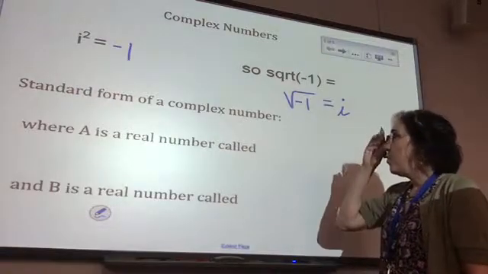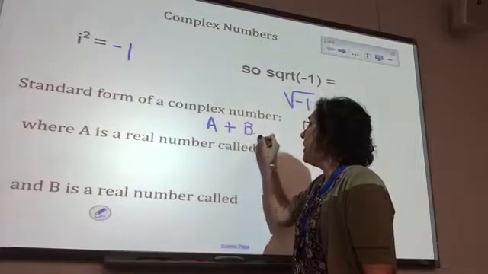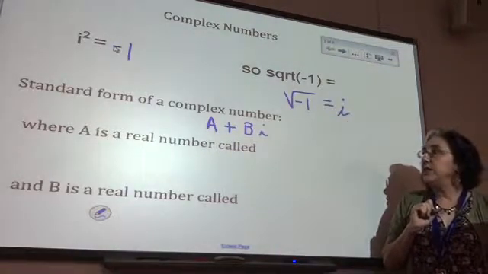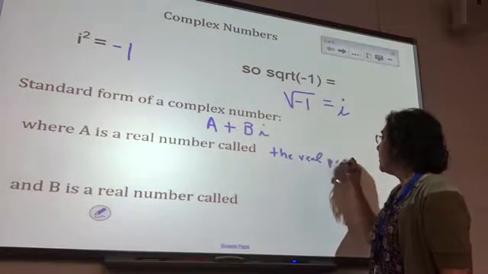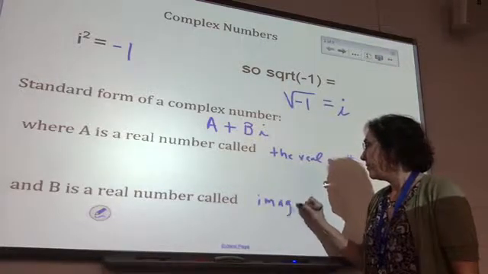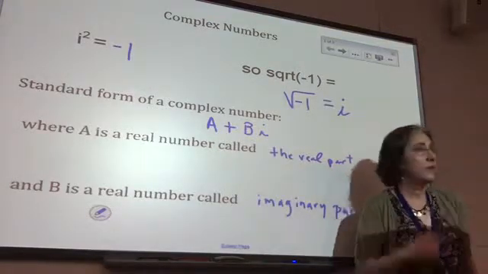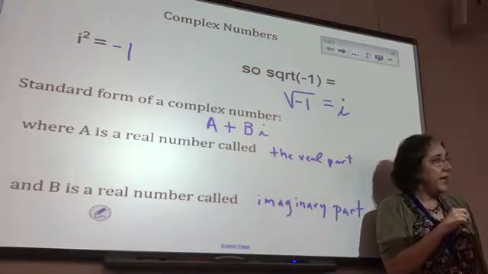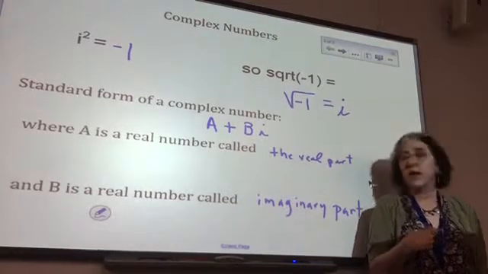Okay, the standard form of a complex number looks like this: a plus b times i, where a is a real number called the real part, and b is a real number called the imaginary part. Not that you have to remember that, but you know you're finished working with complex numbers and simplifying when you can tell what a and b are. Okay?